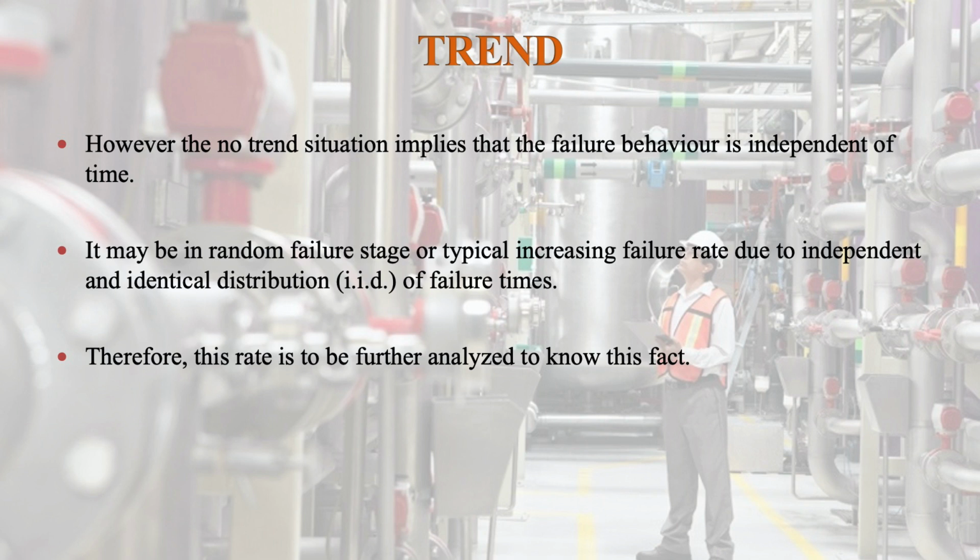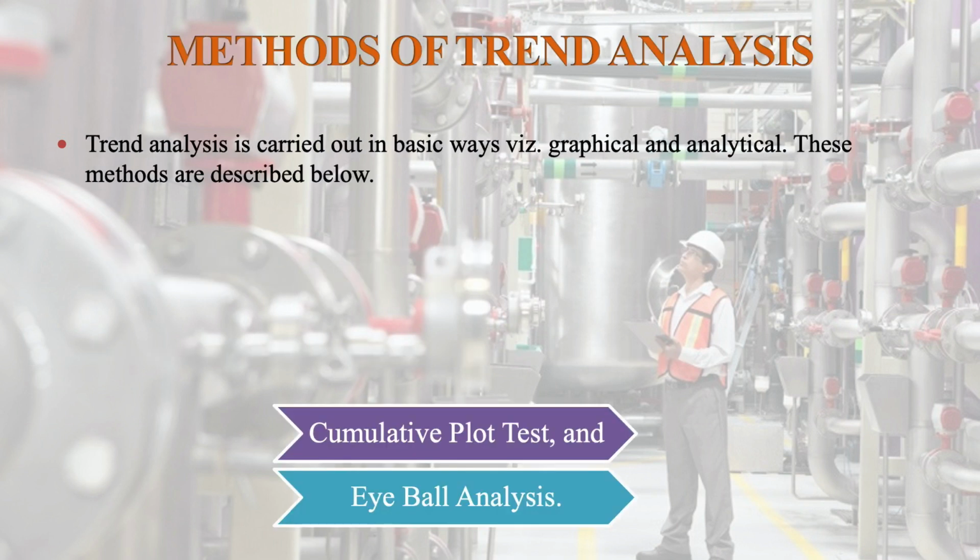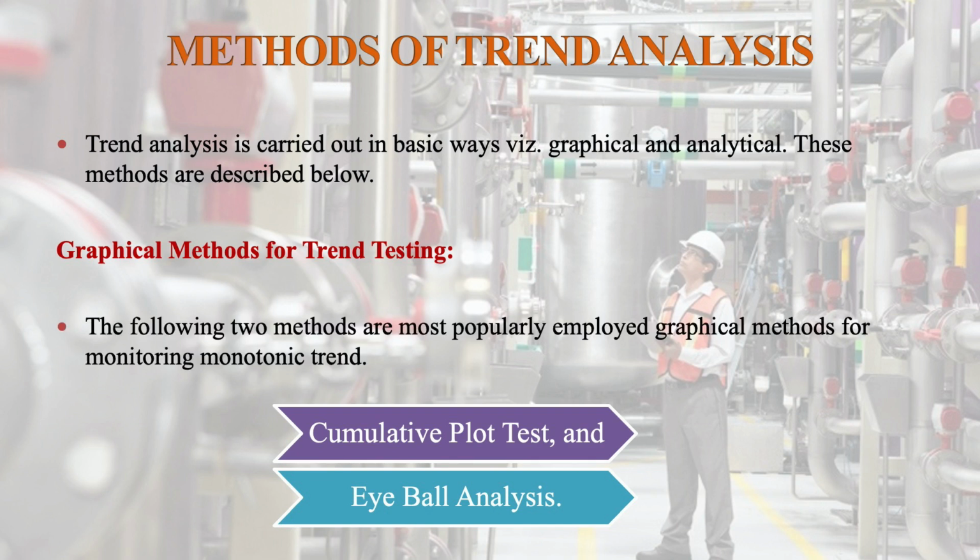So, methods of trend analysis. There are various methods of trend analysis. Trend analysis is carried out in two basic ways, that is graphical and analytical. These methods are described below. Graphical methods for trend testing. The following two methods are most popularly employed graphical methods for monitoring monotonic trend: the cumulative plot test and the eyeball test. These are the two methods for trend analysis.